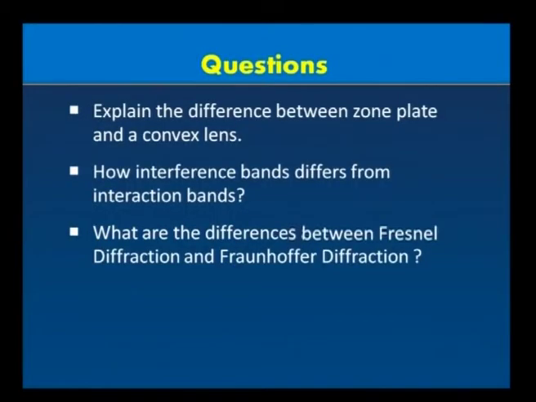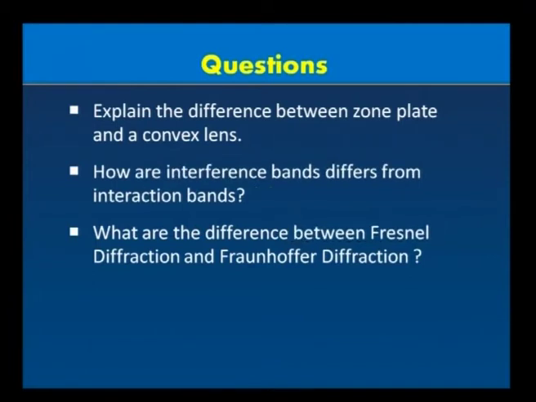Let me now ask you a few questions to see whether you understood something from this lecture. The questions are: explain the differences between the zone plate and a convex lens. How do interference bands differ from diffraction bands? What are the differences between Fresnel diffraction and Fraunhofer diffraction?